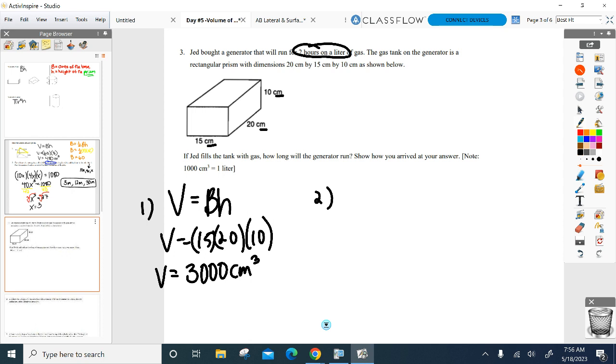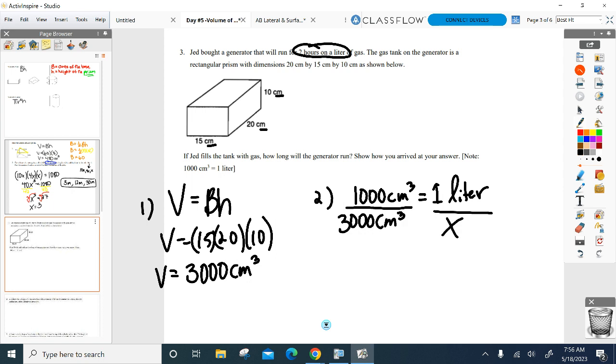If you're unsure what to do with that 1,000, just like I suggested last unit, make a proportion. You ready? 1,000 centimeters cubed equals 1 liter. I write the conversion, and then whatever I have, I put it with the correct units. So I have 3,000 cubic centimeters. I put it with the cubic centimeters, and then I put X over the 1 liter. How many liters do I have? And then you guys can cross multiply and find out how many liters I have. So write your conversion and then make a proportion out of it if you're ever concerned.